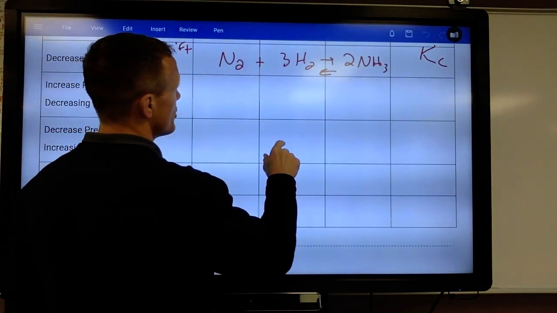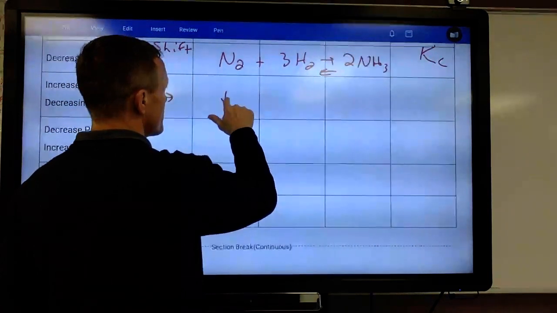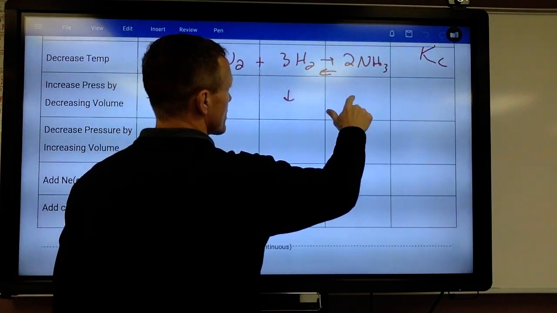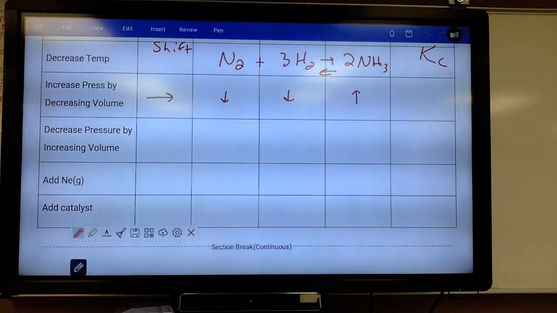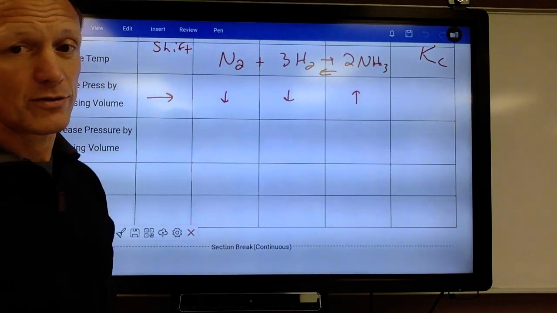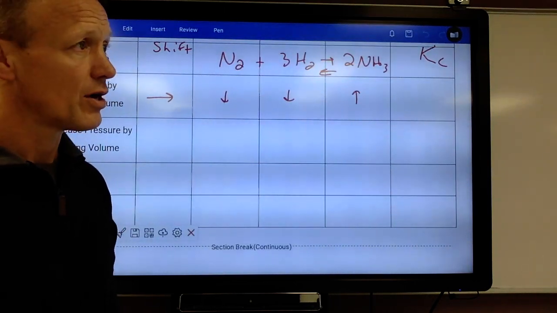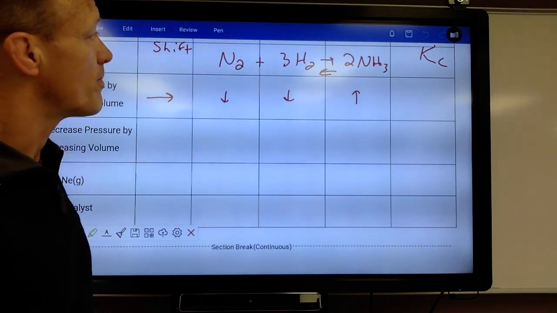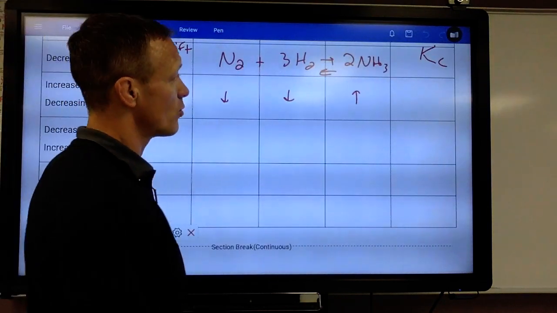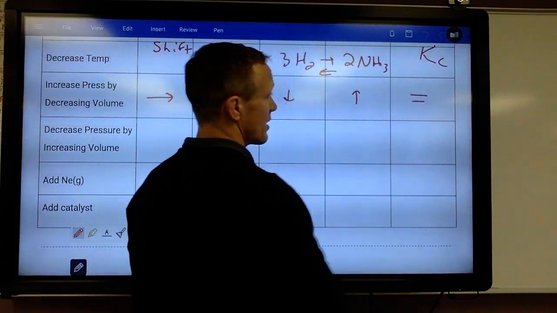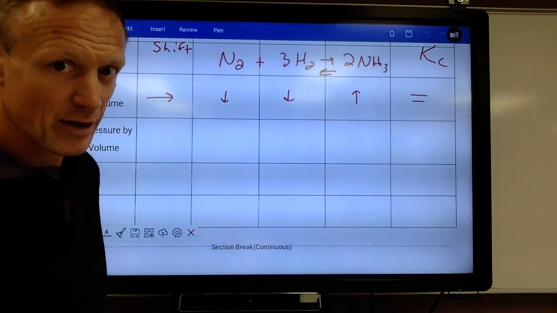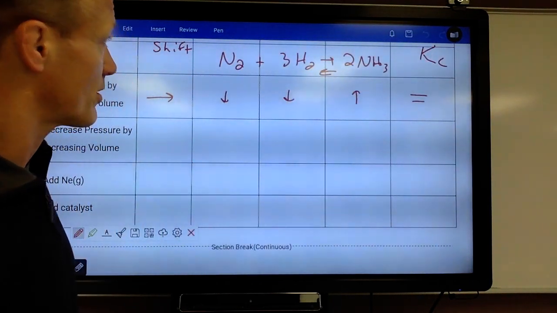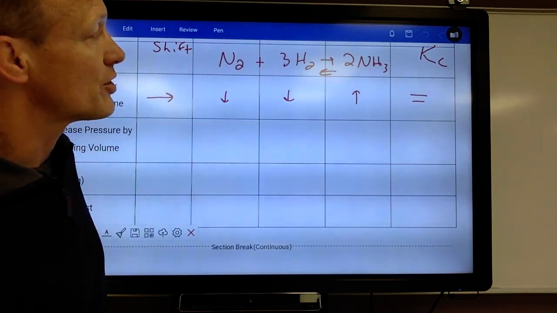which means that we're going to have a decrease in this, a decrease in this, and an increase in that. Now, you would think that would change the K value. But our K value will stay the same in that case. We'll go through a little discussion on that at some point about why that is, but that's a longer topic.